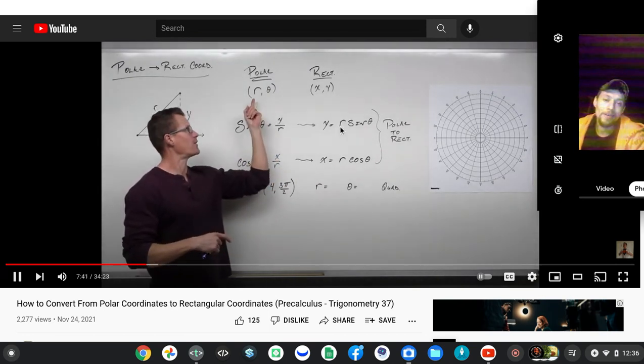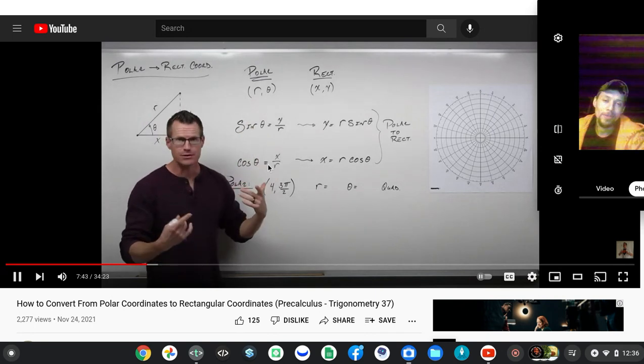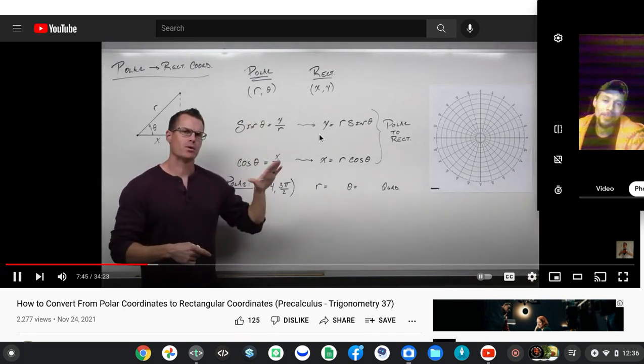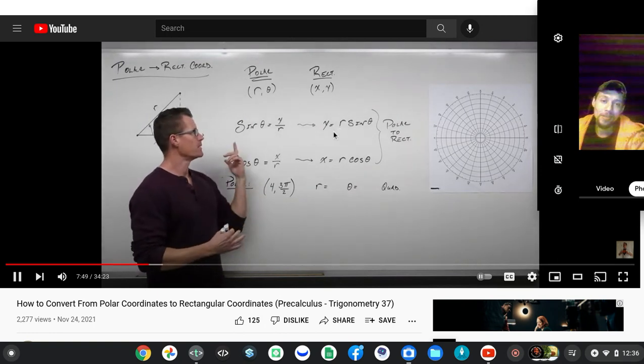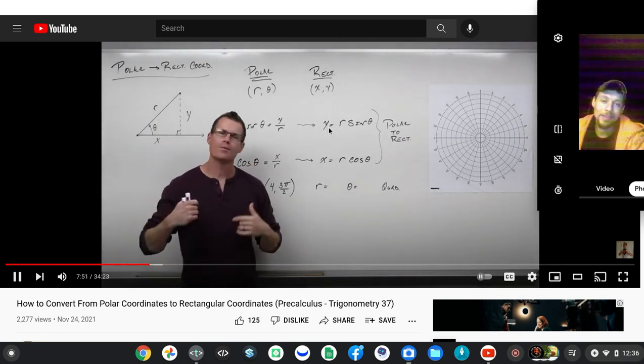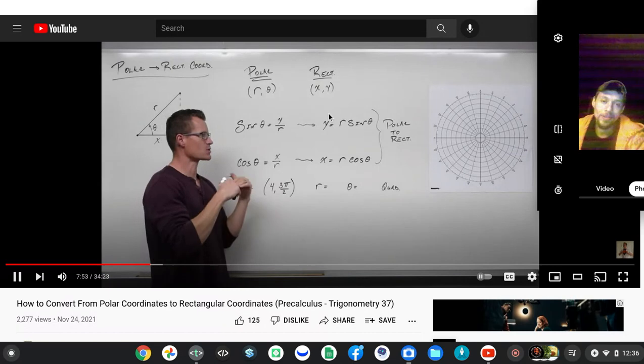We can identify the r, which is the radius, and the theta, which is the angle we make with the polar axis. And according to that, we know that sine theta equals y over r, so y equals r sine theta, and x equals r cosine theta.